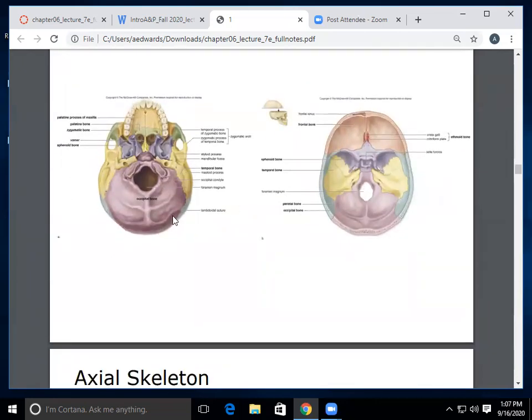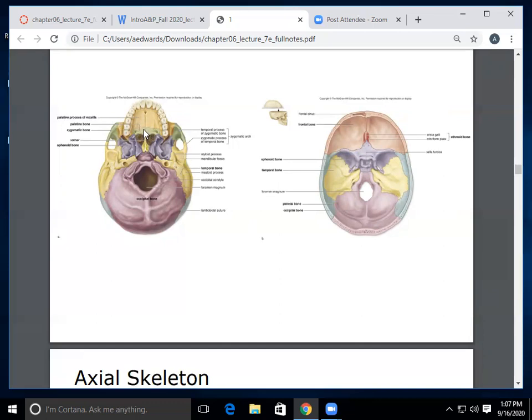Another view, inferior view. A big view of the occipital bone here, foramen magnum, big hole there. So occipital condyle, another view of that mastoid process on your temporal bone. The depression or hole is the mandibular fossa. Another view here, that pointy styloid process. You see the zygomatic arch again. Temporal process of the zygomatic bone and the zygomatic process of the temporal bone.